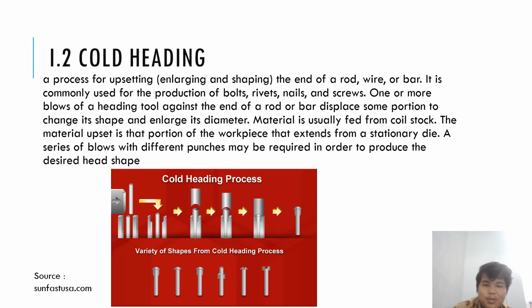Material is usually fed from coil stock. The material upset is that portion of the workpiece that extends from a stationary die. A series of blows with different punches may be required in order to produce the desired head shape. So we can see here, this is the die. It has a shape like here and here, and this is the work part. It's going to be held together, and the punch here is going to push, push, push until the head becomes like this. The variety of shapes from the cold heading process can be a lot, but this is just one example.